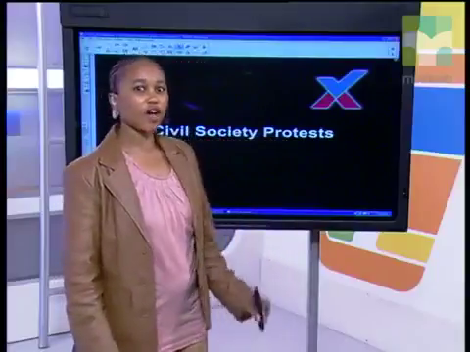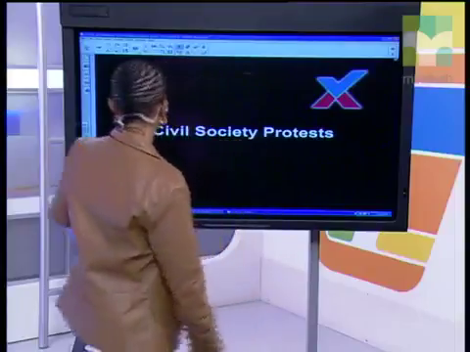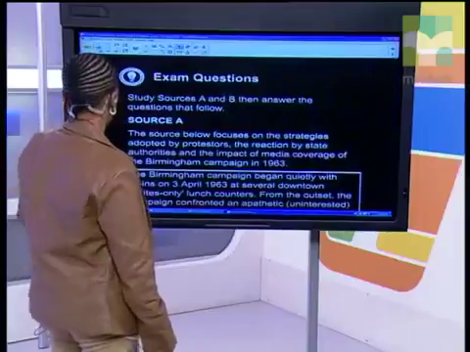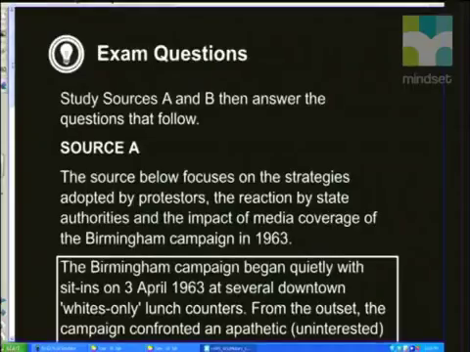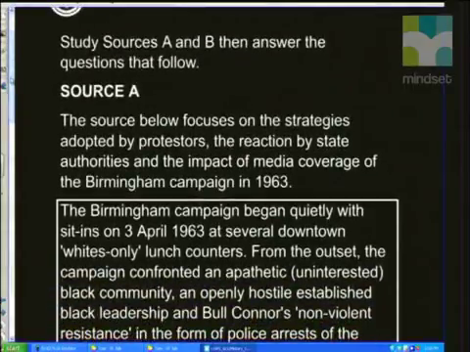Okay, let's start with our civil society protests. As I said to you, we'll be looking at how to analyze sources and how to answer history questions. So today we'll be looking at two types of sources. We'll start with a written source, and then we'll look at a visual source. If you come to our board here, you'll see that there's an instruction. It tells you, study sources A and B, and then answer the questions that follow. And then it tells you what source A is.